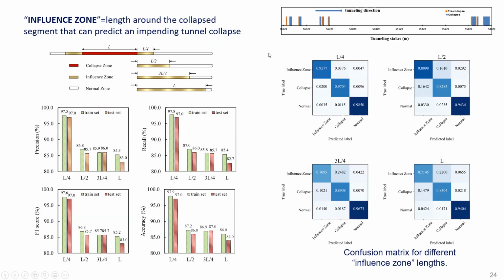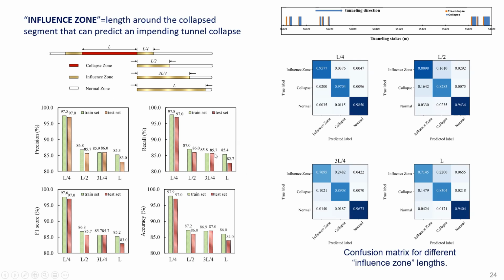Okay, so I said the main challenge here is to see whether we can predict what we call an influence zone. The influence zone is simply the region, the length of the tunnel before and after the collapse, that gives an indication that we are coming up to a collapse. If the collapse length is L, we tried four different lengths, with the influence zone the same as the collapse length, down to 1/4.